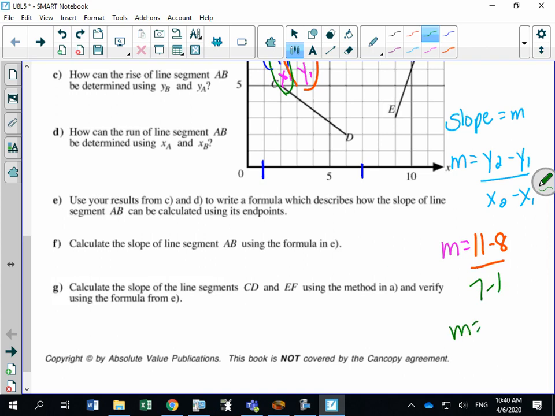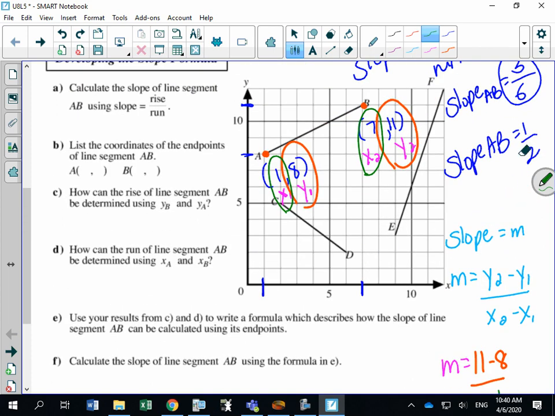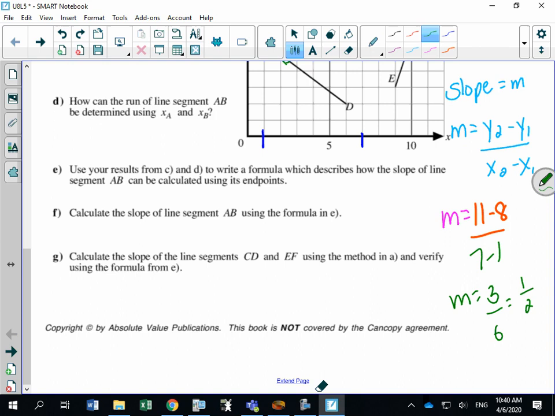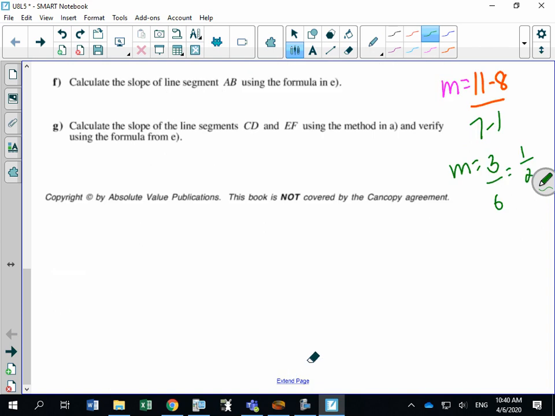Slope is equal to 11 minus 8 is 3, 7 minus 1 is 6, and then you reduce. 3 over 6 is the same thing as 1 over 2. I'm just going to check, is that what I had? Yep, slope of line segment AB is 1 over 2. So then now I'm going to write this, and I'm going to say the slope of AB is equal to 1 over 2.